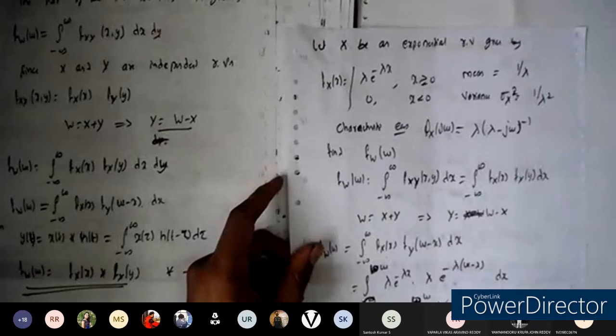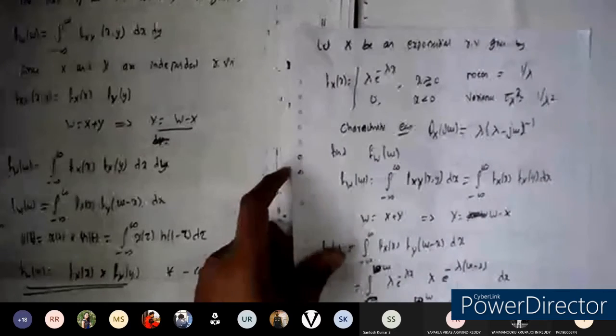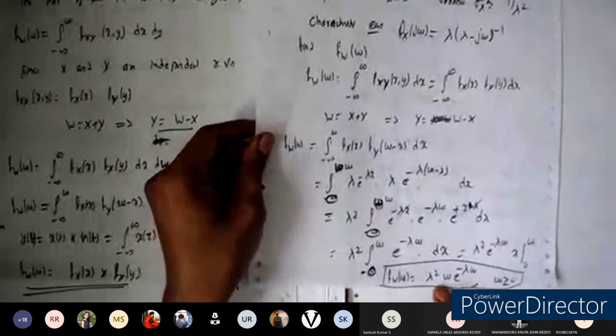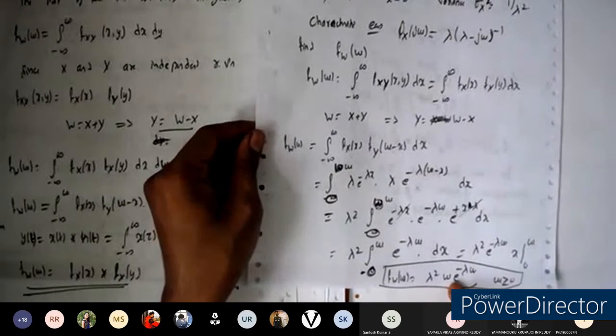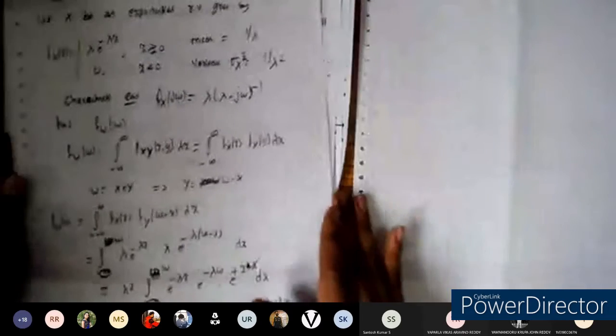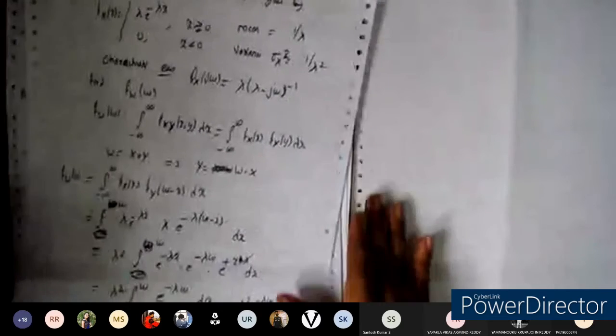Afterwards, we took one problem, and we found the mean of that, and we found the PDF of the two random variables here. So that's what we did in the last classes, so far, for the bivariate Gaussian random variable.